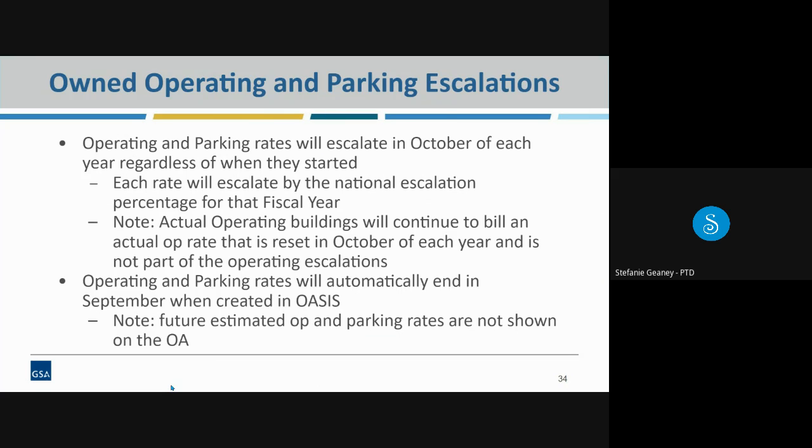Continuing the theme of alignment and consistency, operating and parking rates will escalate in October of each year, regardless of when they started, and will escalate by the national escalation percentage for that fiscal year. Again, this applies to owned occupancies only. The only exception is buildings that use actual operating rates. They will continue to bill actual rates and will be reset in October, but they are not part of the automatic national escalations. When new operating and parking rates are created in OASIS, they will automatically end in September. Note that future estimated operating and parking rates are no longer shown on the OA.